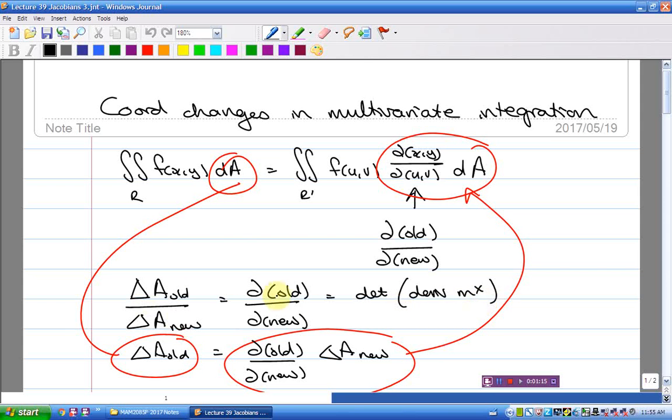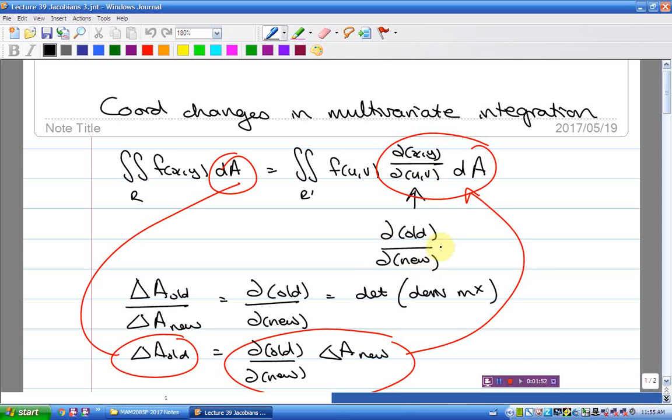But you end up with this relationship such that the delta area old is equal to a particular Jacobian times the new area, the new delta A, where the Jacobian will have your original variables, the ones you started with, at the top, differentiated with respect to the new variables, whatever they happen to be. So it's very important when you put in your Jacobian, that's essentially a conversion or a scaling factor between the two coordinate systems, that it's the right one. It must be the derivative of the old variables with respect to the new variables.